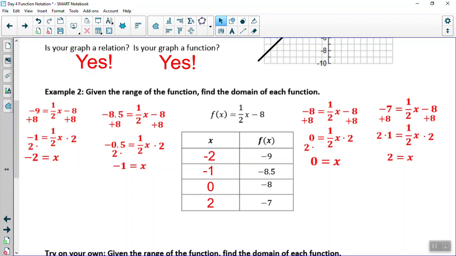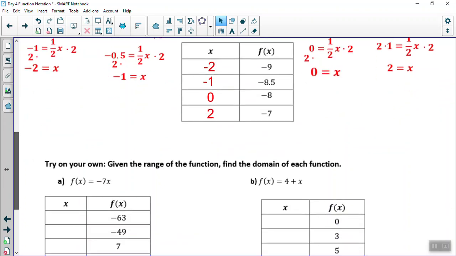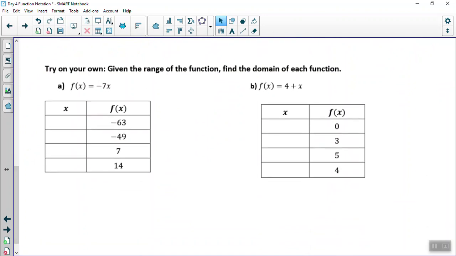Okay, so now we found our domain. All right, I want you to go ahead and try these on your own. See if you can find a quicker way to do it. Okay? So I just showed you the long way. There is actually a quicker way. See if you can figure that out and then attempt these. If not, then go ahead and use the way that I showed you up above. Go ahead and pause the video now.